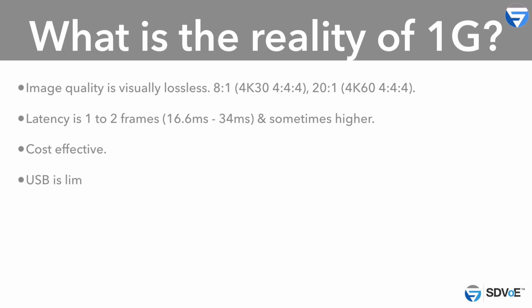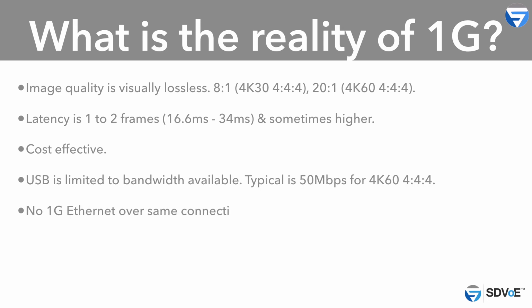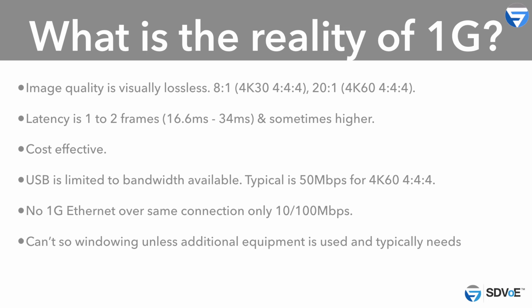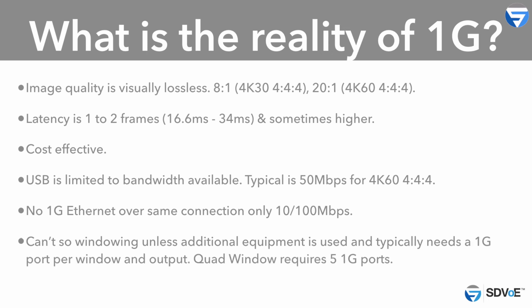The USB is limited to the bandwidth that's available, as we already discussed. There is no 1 gig Ethernet. Typically, maybe a 10-100 connection that you can possibly pull off with it. And as I pointed out earlier, it's really hard to do windowing on a 1 gig without adding in additional equipment that it has to feed in and back out through, which adds additional expense.